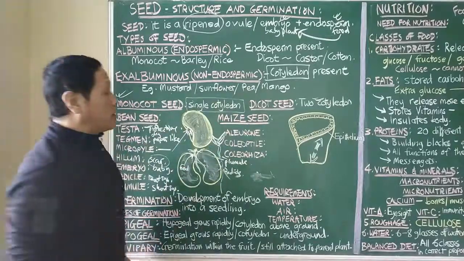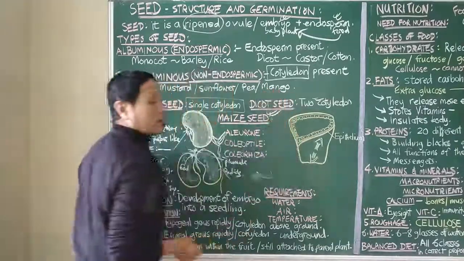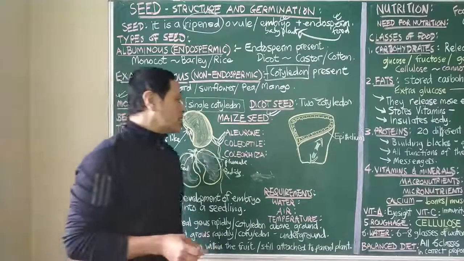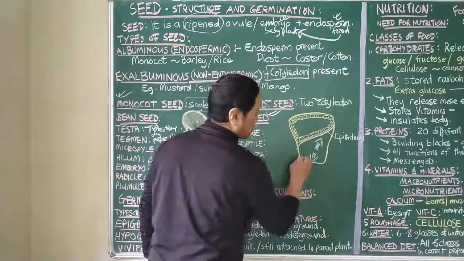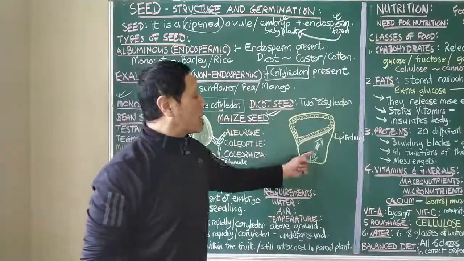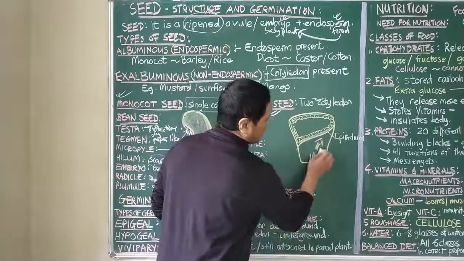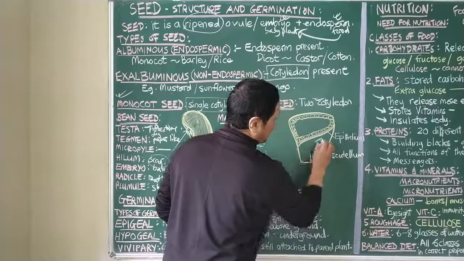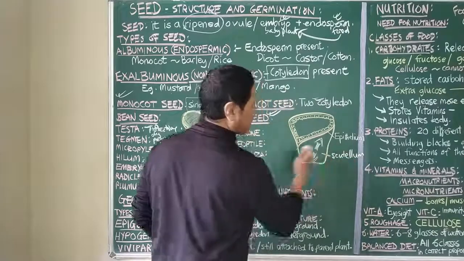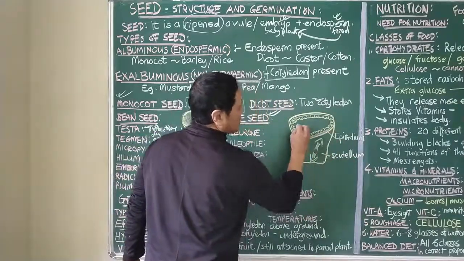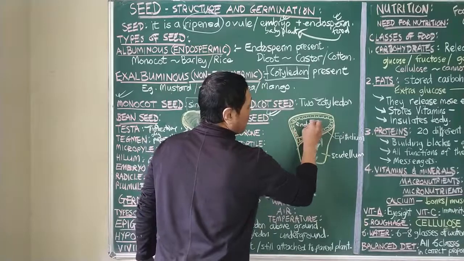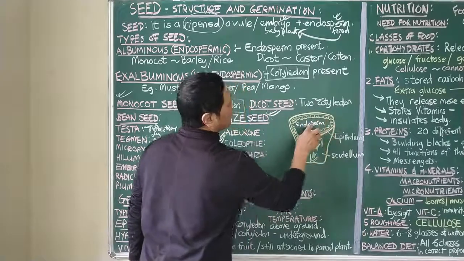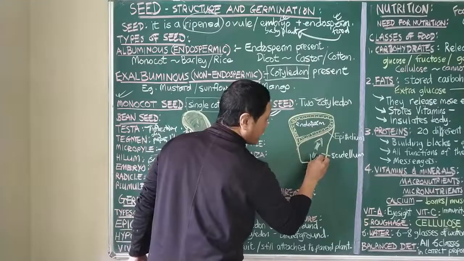We move on to the monocotyledonous seed. The best example is the maize seed, and here is the structure. It is divided into two parts. This part is called the scutellum, which has the embryo. We'll discuss that later. And this part is the endosperm. Again, endosperm is the food stored for the embryo.